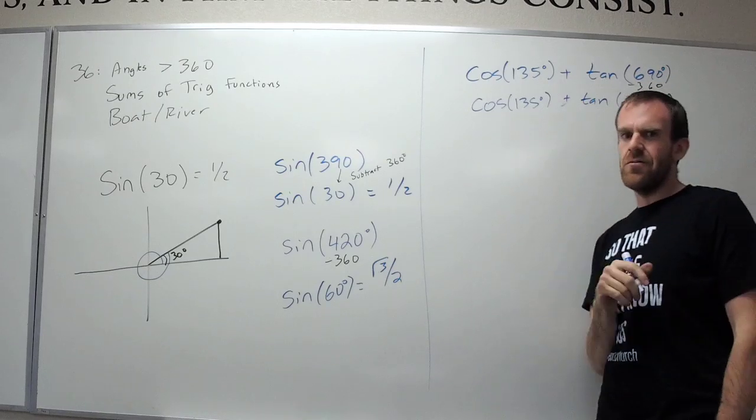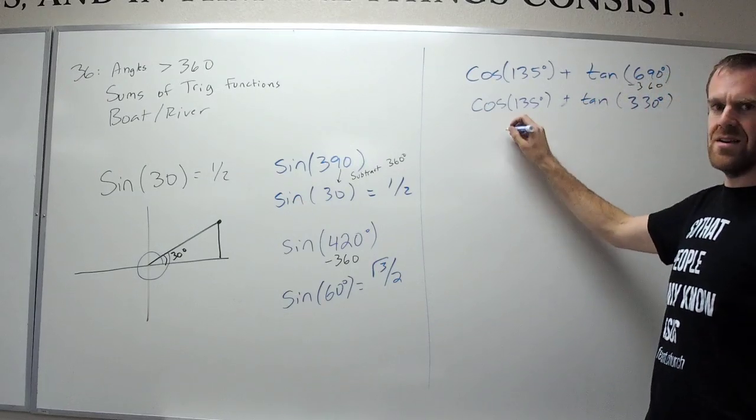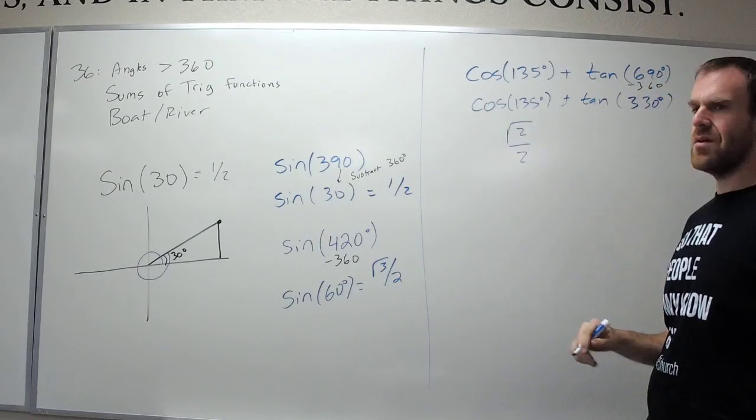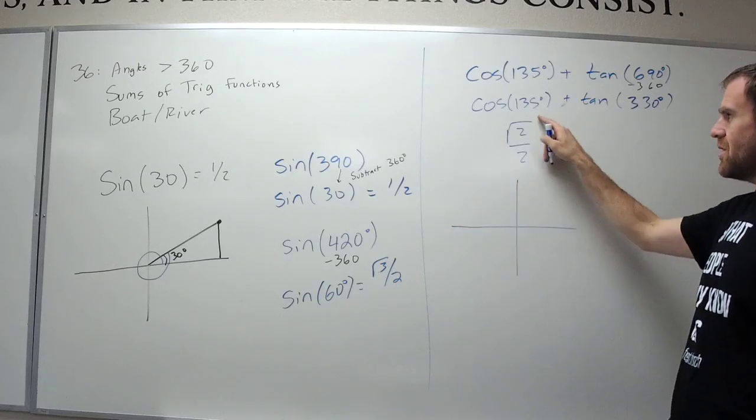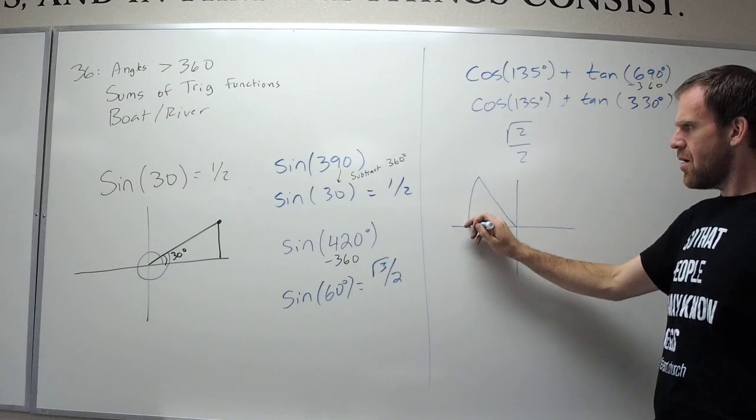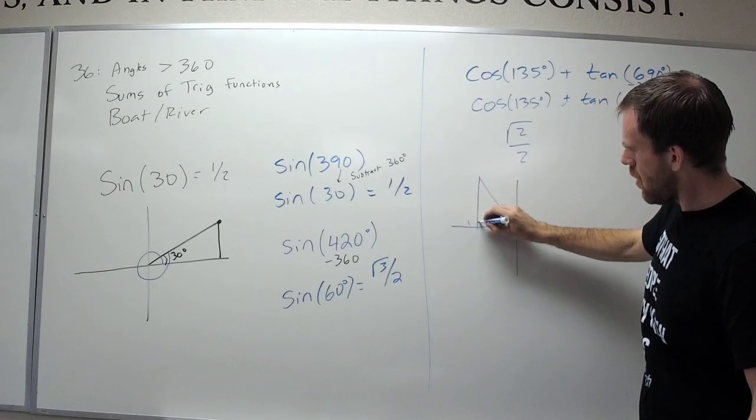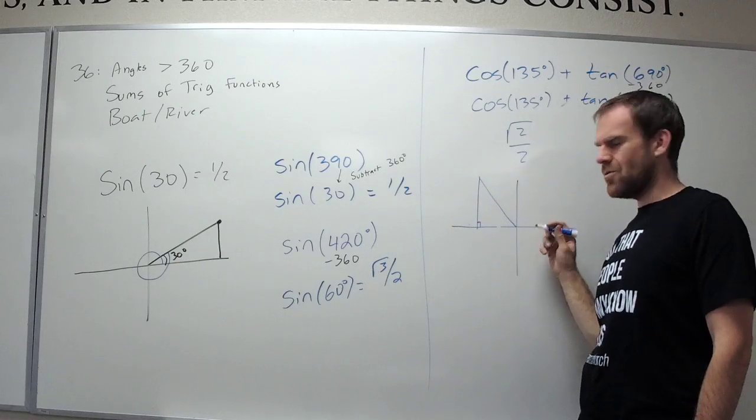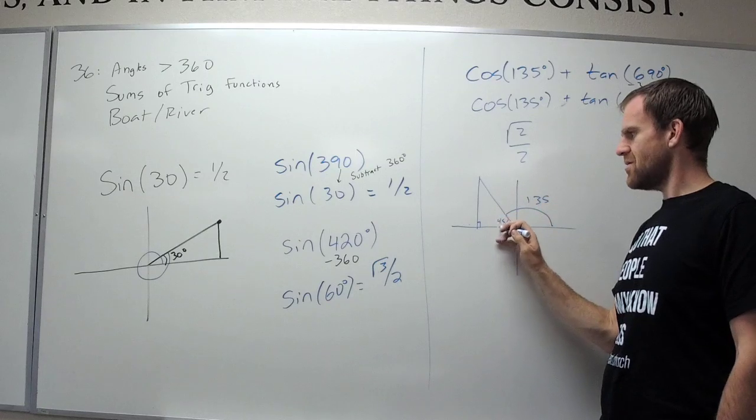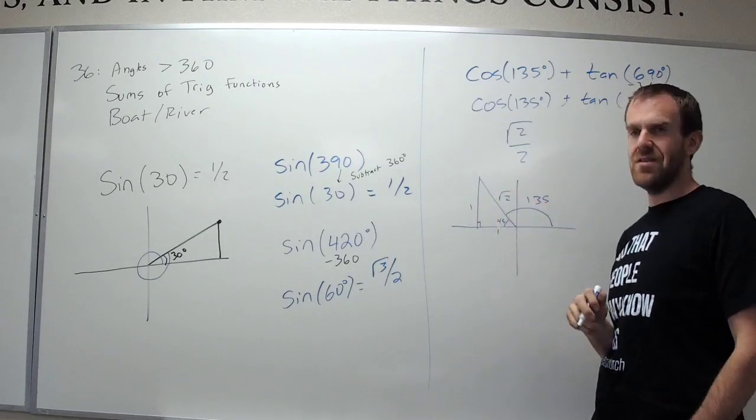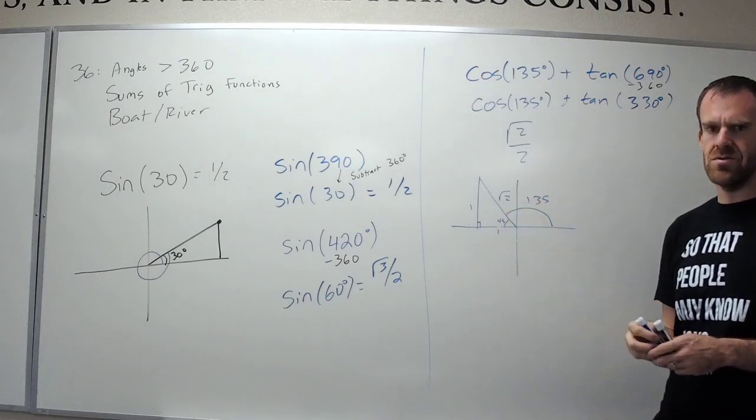Do we know cosine of 135? Of course. From your friendly angles, you know that it is square root of 2 over 2. If you don't believe me, go ahead and draw out the triangle. 135 lives over here. Wow, that is not a triangle. The corresponding angle to 135, which is this one, is 45. So we can draw our 45, 45, 90 triangle. Cosine of this angle is 1 over root 2.